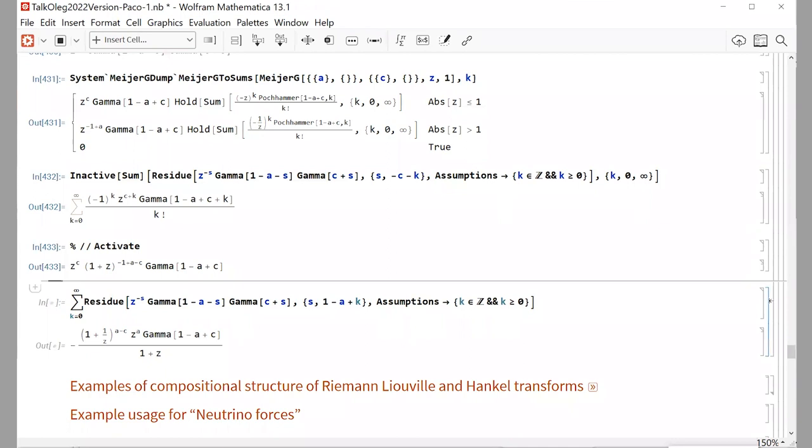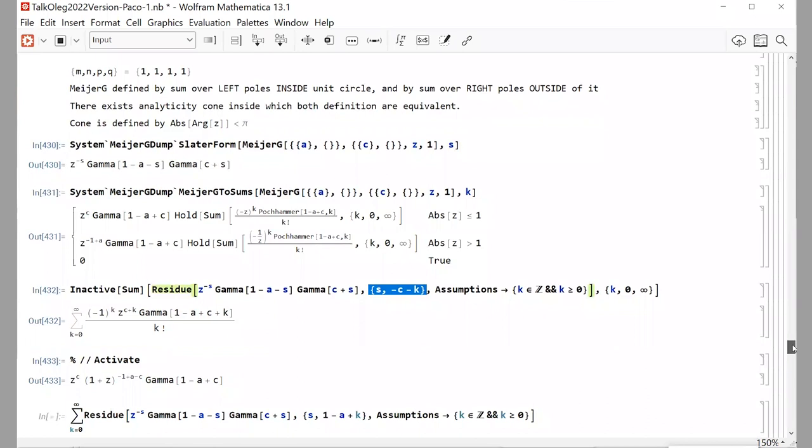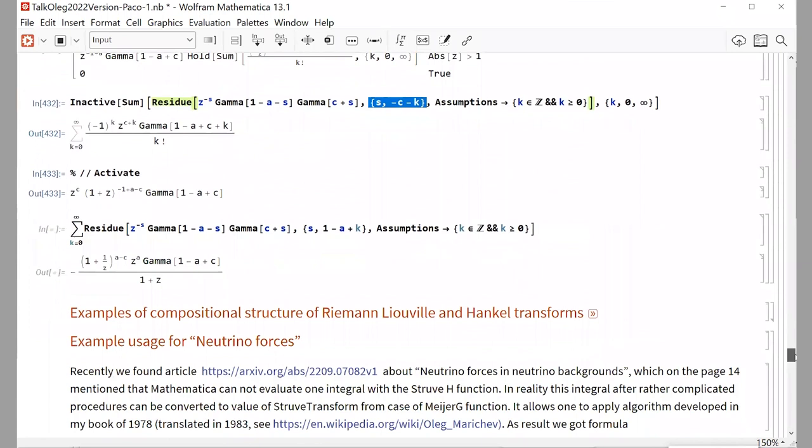We have poles which come from this gamma and from this gamma, and they go in different directions from the point mentioned here. For example, one direction here. So we have all the instruments to operate with the MeijerG function. Here is just a simple case.